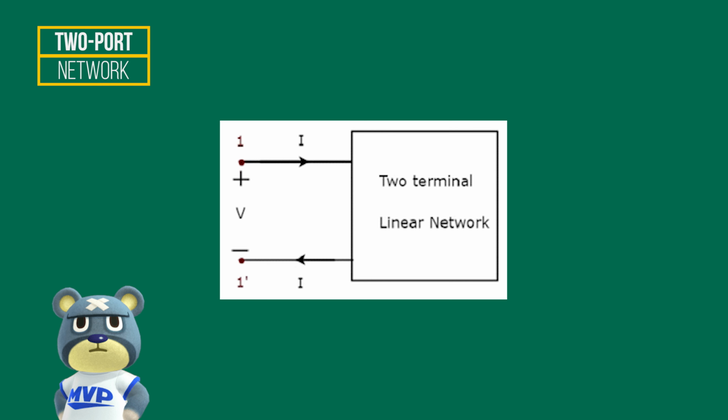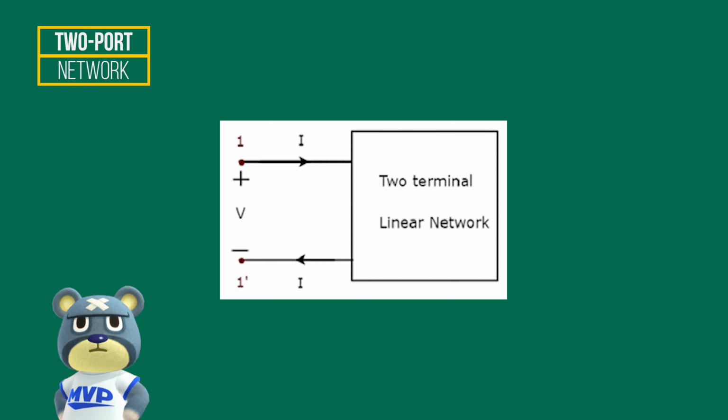A one-port network is a two-terminal electrical network in which current enters through one terminal and leaves through another terminal. Resistor, inductor, and capacitor are examples of a one-port network because each one has two terminals. A one-port network is represented in this figure. Here, the pair of terminals 1 and 1 represent a port. In this case, we have only one port since it's a one-port network.